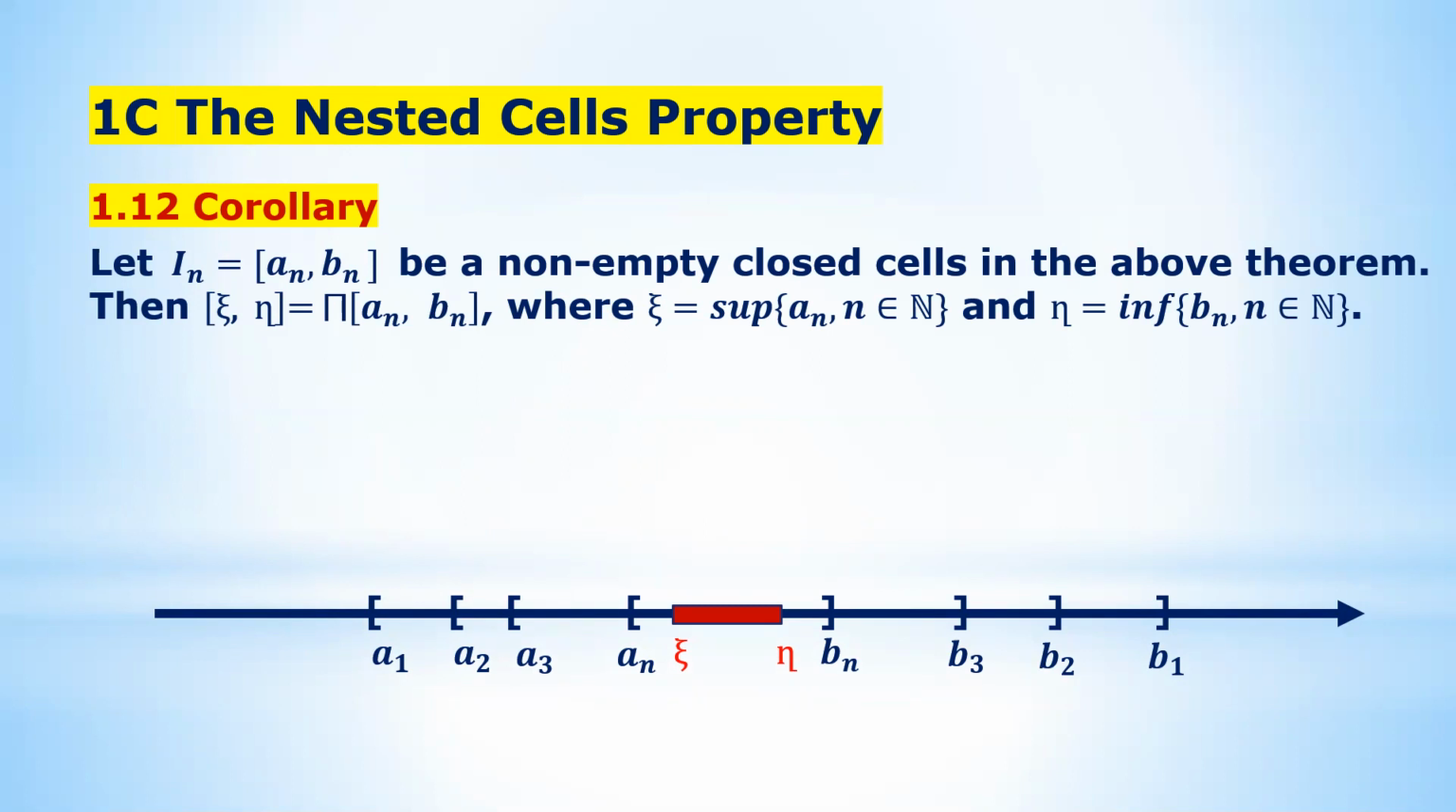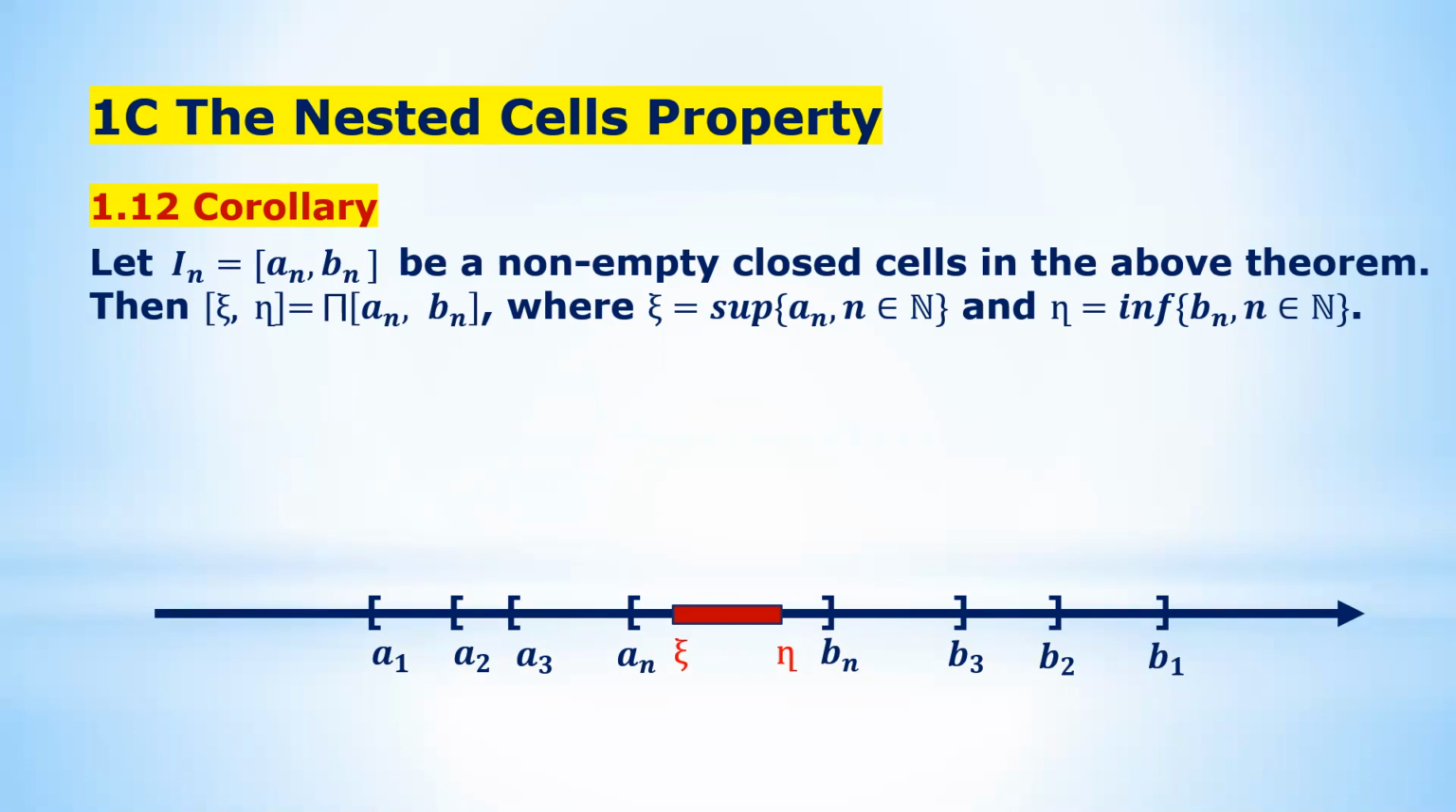So now we have a very nice picture. If you have the nested cells property, how do you understand this intersection? We know this intersection is not empty, but how do you describe it? This intersection is just equal to the interval C to eta, and we have definitions for C and eta. C is the supremum of An, and eta is the infimum of Bn. So you have a complete picture of this intersection.